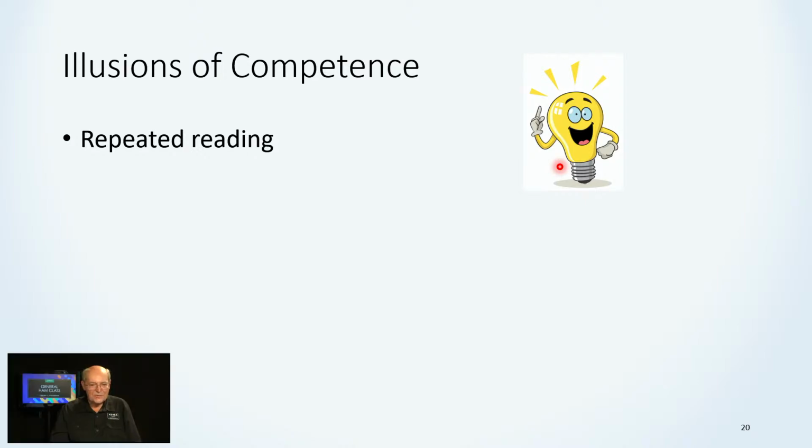So, illusions of competence. Now what have your teachers in the past told you you should do to learn material? Well, repeated reading is one of them, where you'll read a chapter or a paragraph over and over and over. What actually happens is after you've read it the first time, when you start reading it the second time, you'll say, oh, I already know this, and kind of ignore the words that go by. So repeated reading isn't really very helpful.